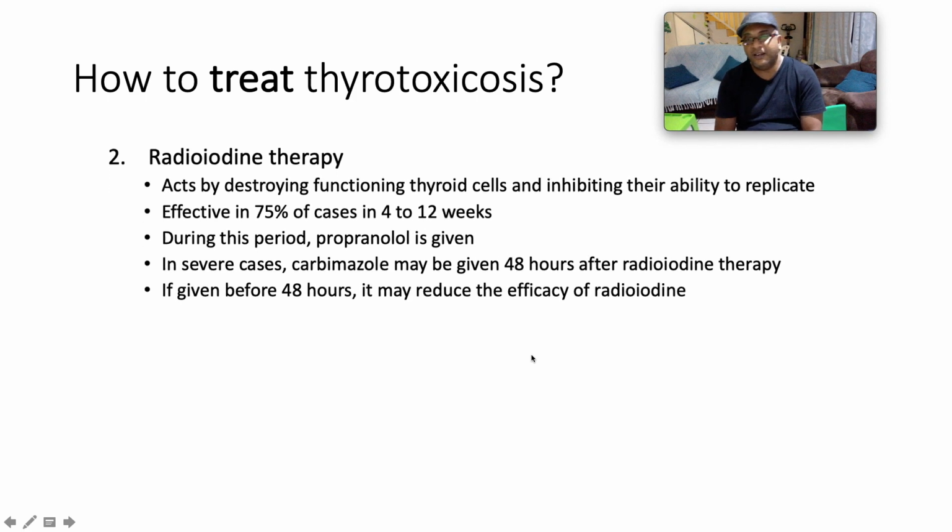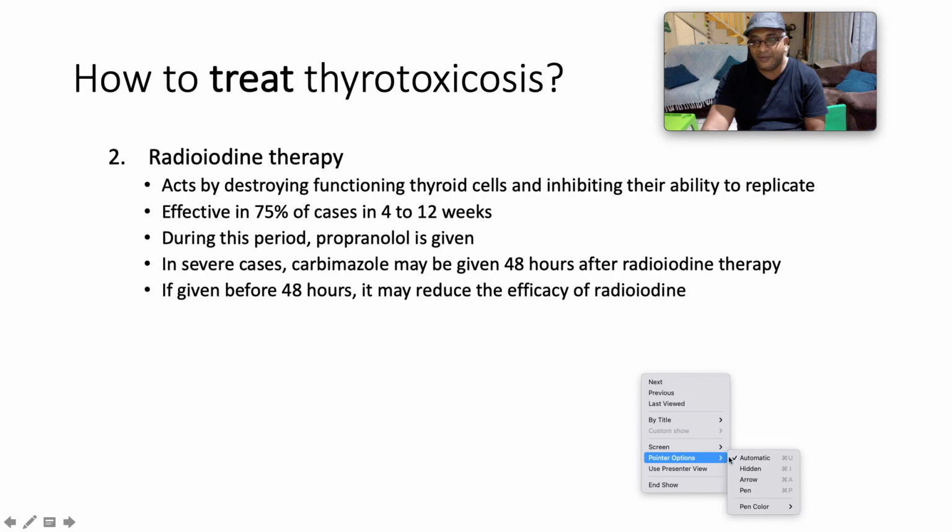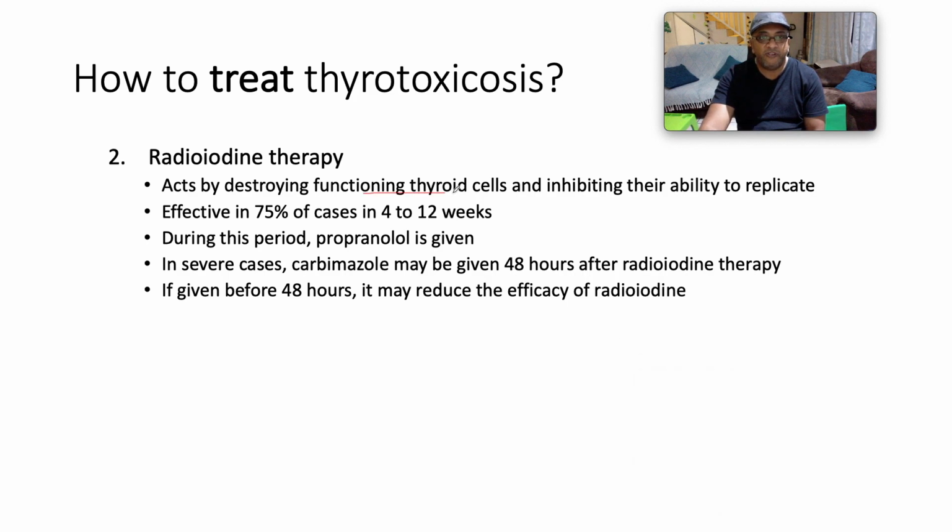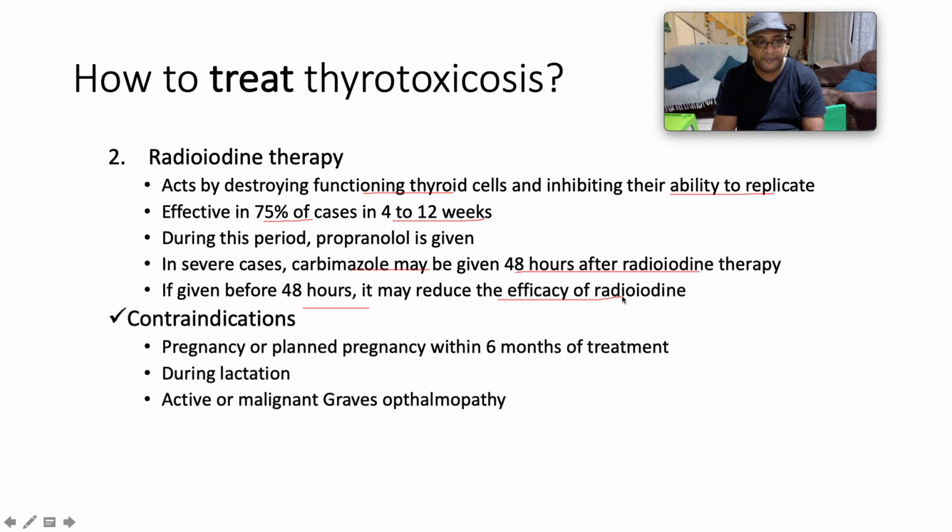Okay, the second weapon in our armamentarium against thyrotoxicosis is radioiodine therapy. So how does this act? It acts simply by destroying functional thyroid cells and inhibiting their ability to replicate. It's effective in upwards of 75% of cases within 4 to 12 weeks. During this period, we give our beta blocker. In severe cases, carbimazole may be given 48 hours after radioiodine therapy. If it is given before 48 hours, it may actually reduce the efficacy of radioiodine.